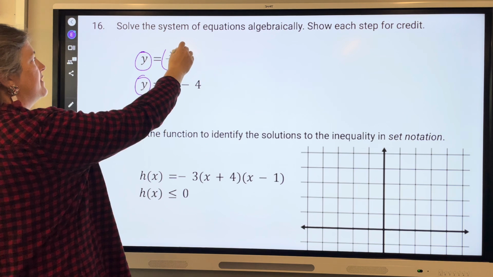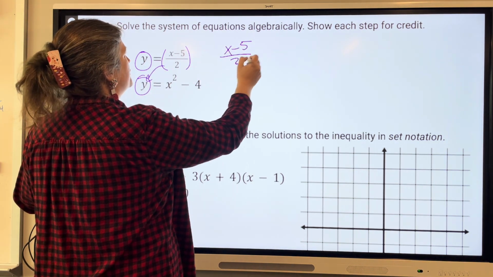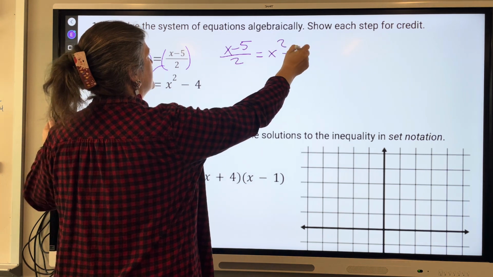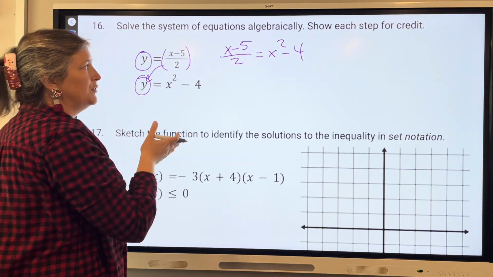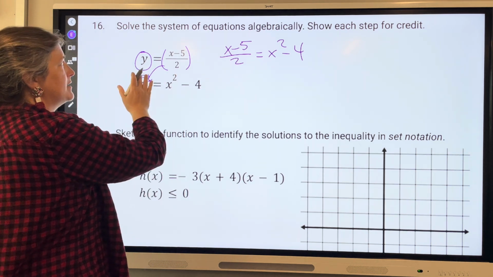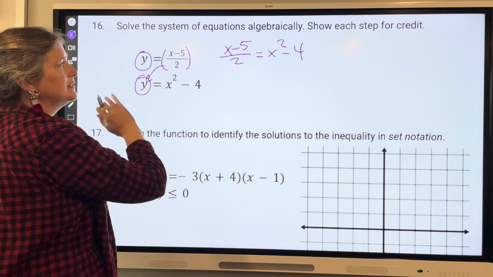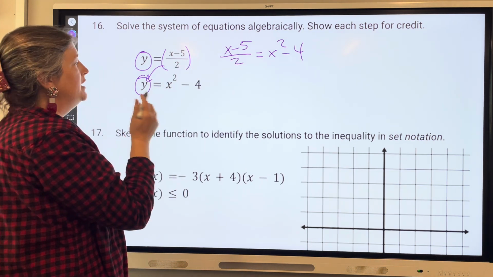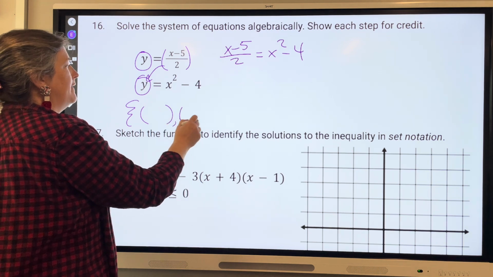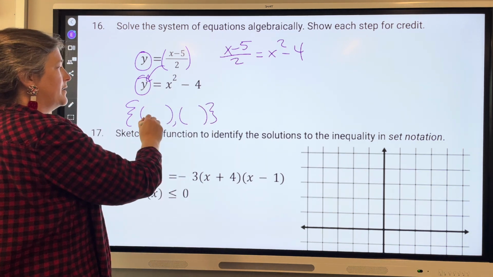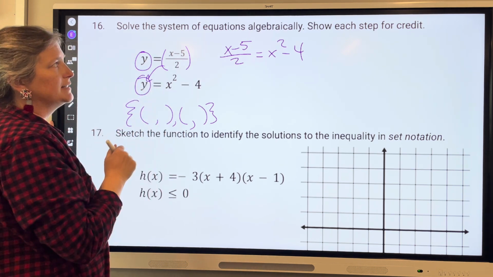If I just take this and put it here, I get (x minus 5)/2 equals x squared minus 4. And if I can solve this single variable equation, that means that the y I get from this will match the y I get from this, and I can have my solution. So ultimately, I am still looking for a point or points where they cross. So I will need the x's and the y's, but I'll get to that later.